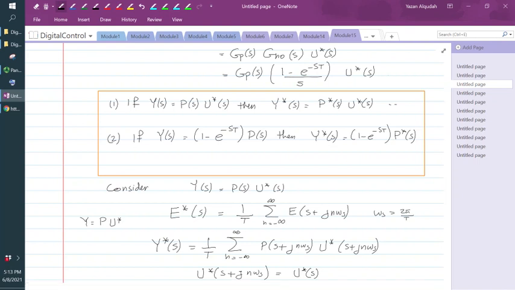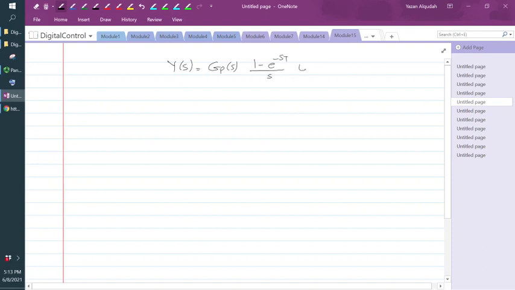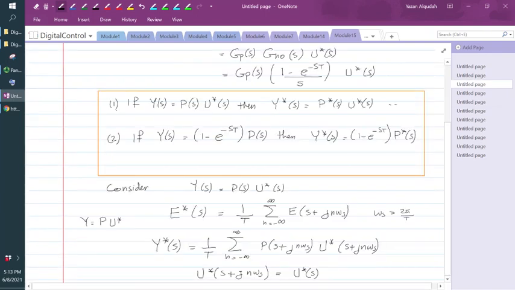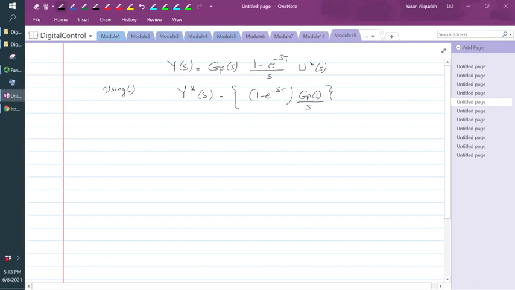And therefore, let's go back to it. We have y of s equal to Gp of s multiplied by 1 minus e to negative sT, divided by s, times u star of s. This is equation 2. If I use equation 1, then I can write y star of s as equal to Gp of s, 1 minus e to negative sT, multiplied by Gp of s divided by s, multiplied by u star of s.